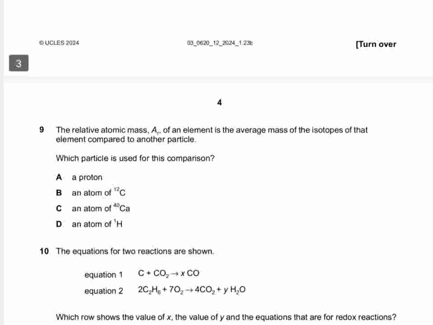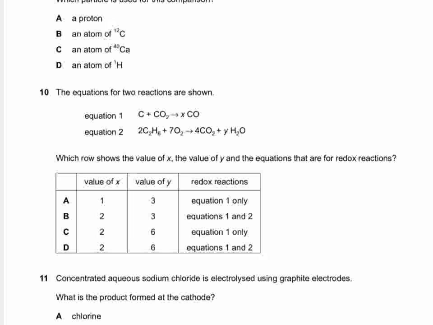The relative atomic mass of an element is the average mass of the isotopes of that element compared to another. And which particle is used? Carbon 12. So B option is the correct one. The equations of 2 reactions are shown over there, and carbon reacting with carbon dioxide, X number of moles are produced, and in the other equation we have water with Y number of moles. So you have to determine first. So it's 2 carbons into oxygen, so on the other side X must be 2.